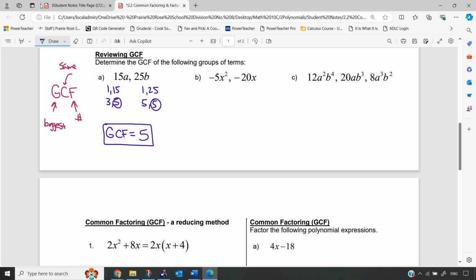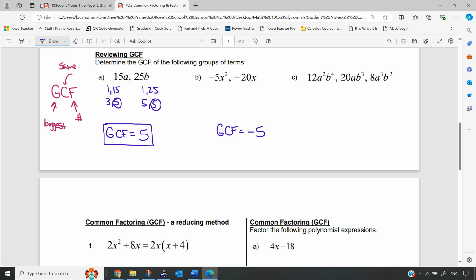Looking at part B, I have negative 5x squared and negative 20x. When I'm trying to determine my GCF, I will always look at my smallest coefficient. Now I'm not worried about the signs, I'm just looking at the value of the number. In this case, my smallest coefficient is 5. 5 goes into 20, so part of my GCF will be 5. Now both terms are negative, so I'm going to have a negative 5.